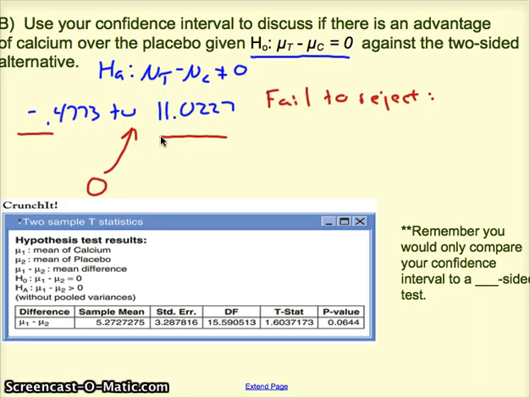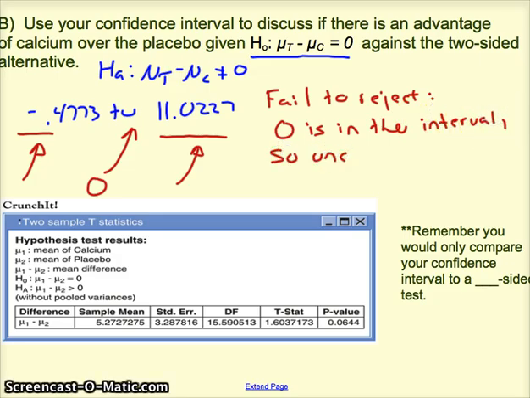a negative mean difference and a positive mean difference. Now the words get a little dicey. The positive indicates that in fact the calcium has had an effect and there's a positive mean difference, there's been a decrease in blood pressure. But this indicates the opposite. So we fail to reject, 0 is in the interval. So it's unclear if the treatment had a positive or negative effect.